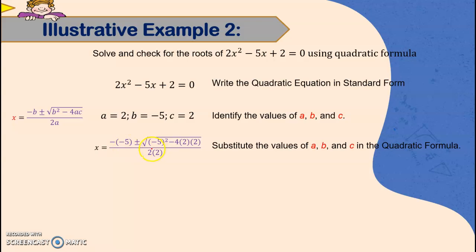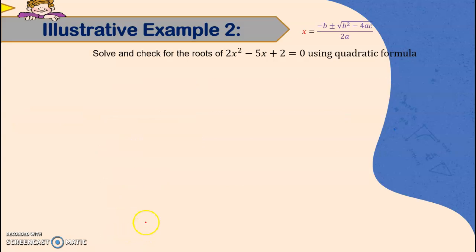And then after substituting, we simplify. So this becomes negative times negative, it's plus 5, plus or minus, -5 squared is 25, minus 4 times 2 times 2, it's 16, -16, all over 4. Then simplifying, 5 plus or minus, this is 25 minus 16, so that's 9, square root of 9 all over 4. So basically the square root of 9 is 3, right? So 5 plus or minus 3 all over 4.